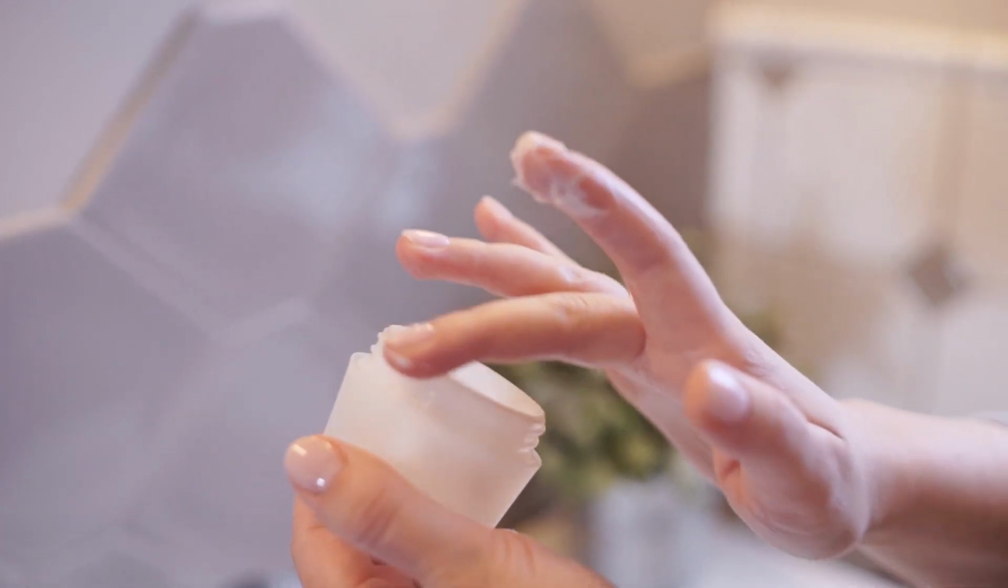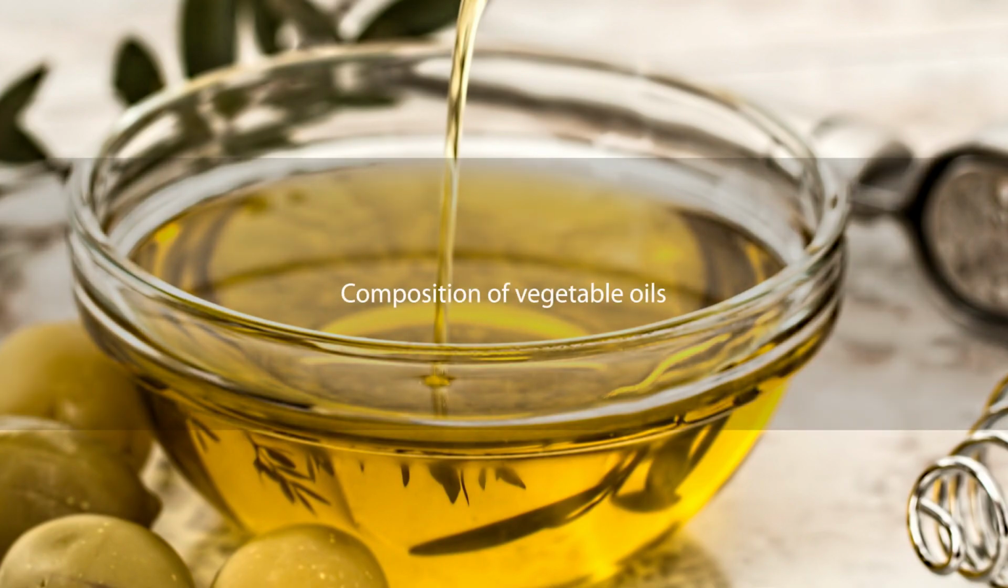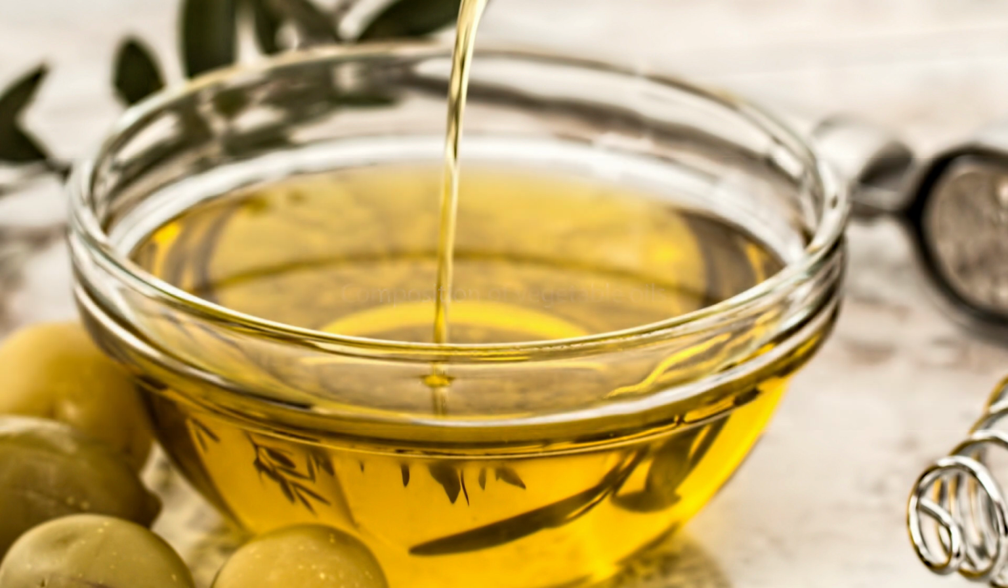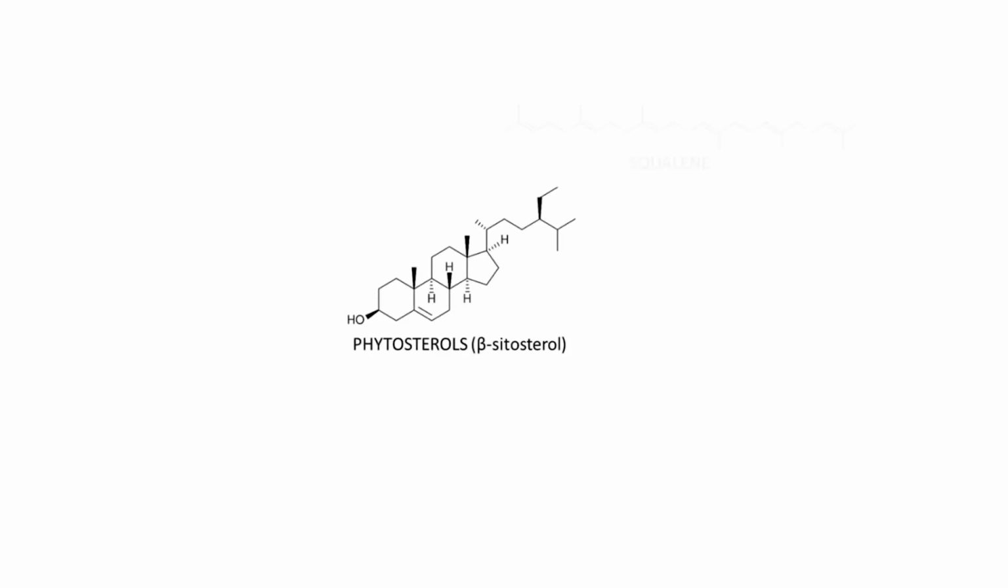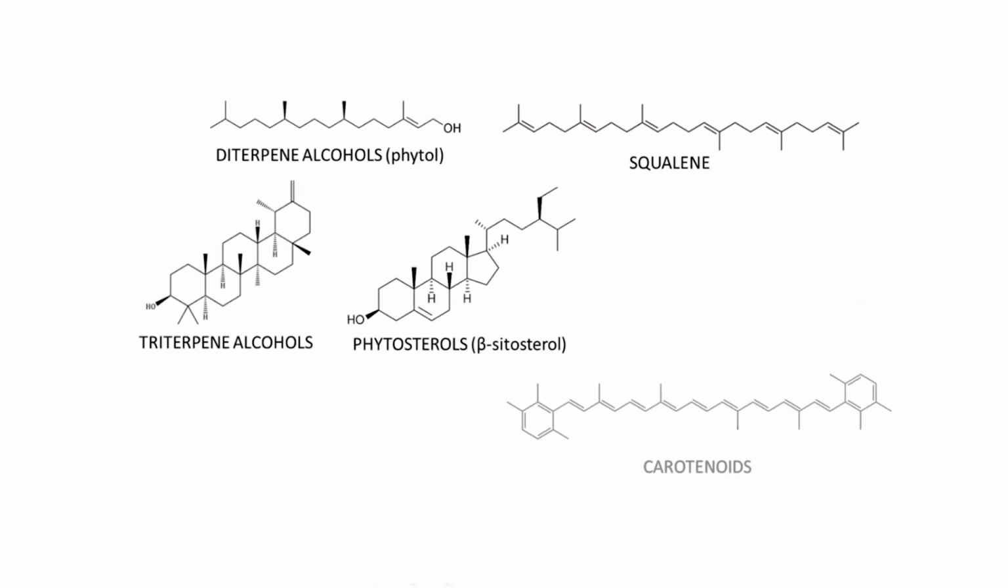Vegetable oils consist of triglycerides and unsaponifiable components. According to their chemical composition, triglycerides are esters of glycerol and fatty acids, which in most cases account for 98 to 99% of all compounds in vegetable oil. The fatty acids are saturated or unsaturated. Unsaponifiables, that is, phytosterols, squalene, phenols, terpenoids, carotenoids and vitamin E are present in about 2% of oils.